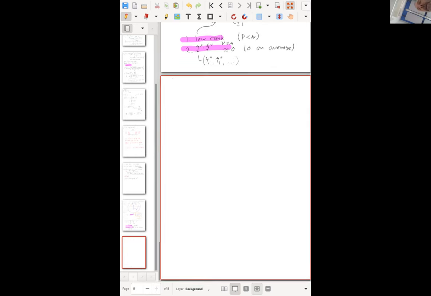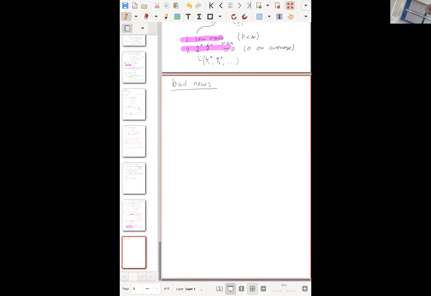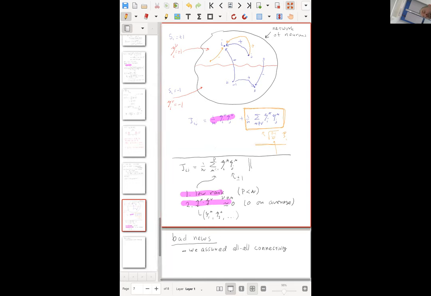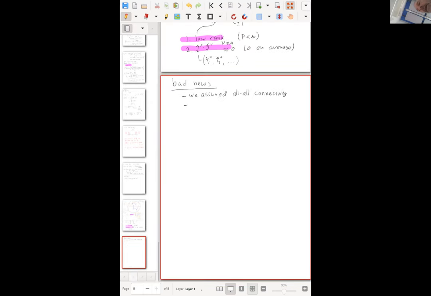So the good news is it looks like we have at least a candidate model for memory. The bad news is we assumed all to all connectivity. If you look at the weight matrix, every single neuron is connected to every single neuron. J_ij is non-zero for every single i and j. In the brain, neurons are sparsely connected.